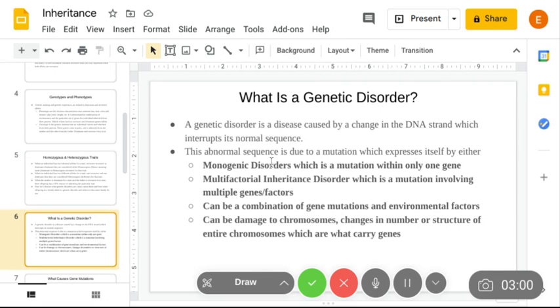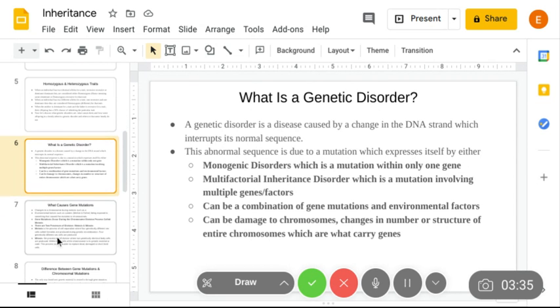This abnormal sequence is due to a mutation which expresses itself by either monogenic disorders, which are a mutation within only one gene, or multifactorial inheritance disorder, which is a mutation involving multiple genes or multiple factors. It can be a combination of gene mutations and environmental factors, and it also can be damage to chromosomes, changes in the number or structure of the entire chromosome, which are what carry genes.